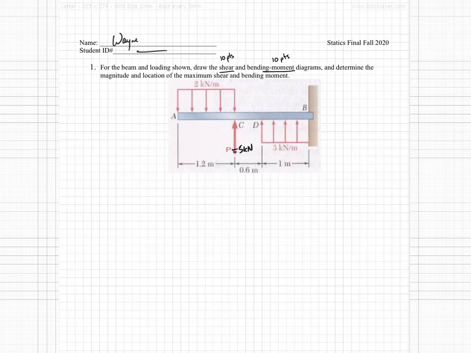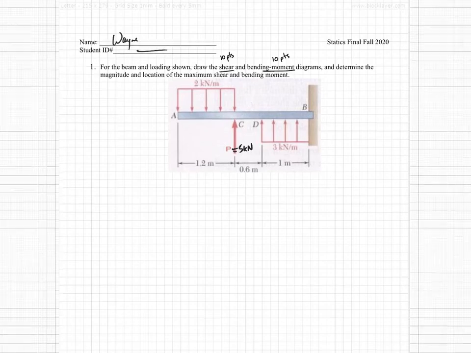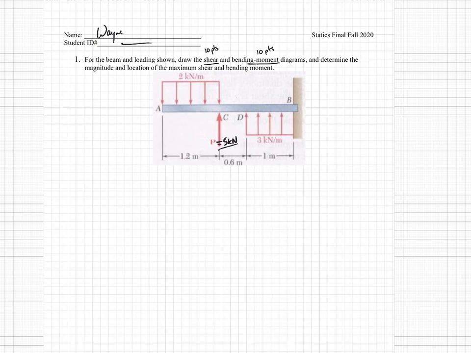Okay, so anyway, if you look at this problem, it has you randomizing the numbers that you're using in these problems. I've just gone ahead and entered them in over here. So P in this problem, for example, is 5 kilonewtons. Draw for the beam and loading shown the shear and bending moment diagrams and determine the magnitude and location of the maximum shear and bending moment.